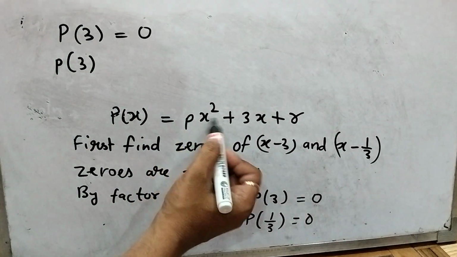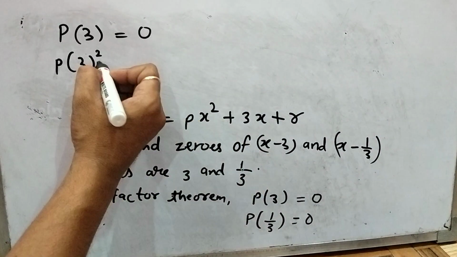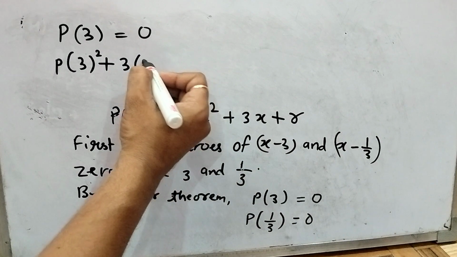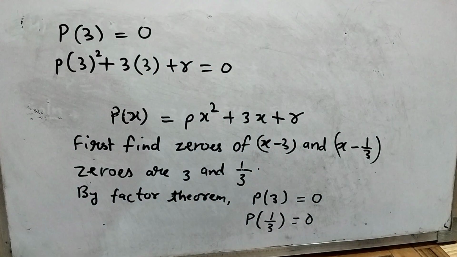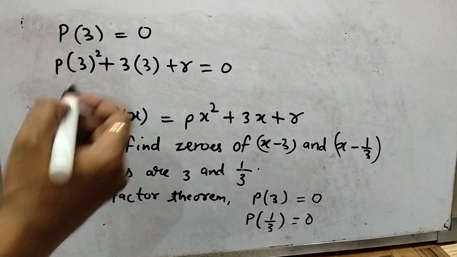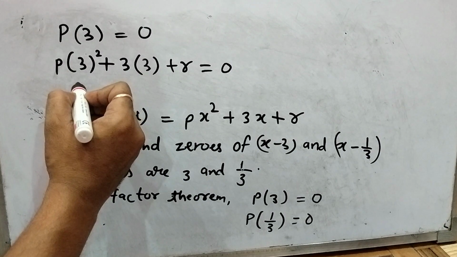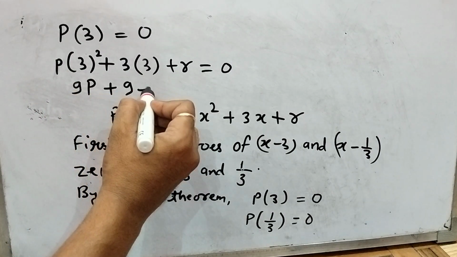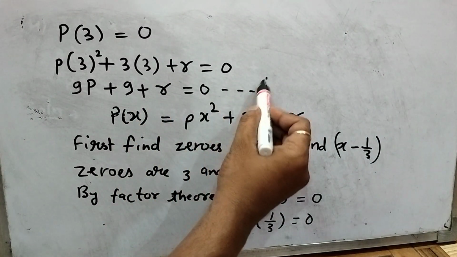Here we are writing p of 3 square plus 3 of, at the place of x we write 3, plus r equal to 0. When we solve this, we will get 9p plus 9 plus r equal to 0. This is our first equation.